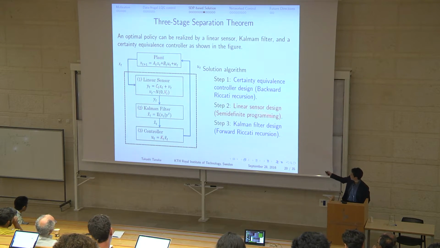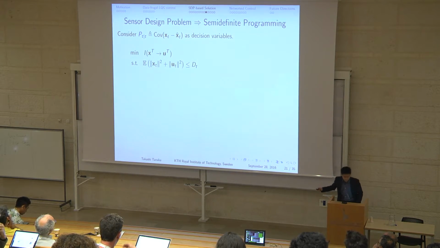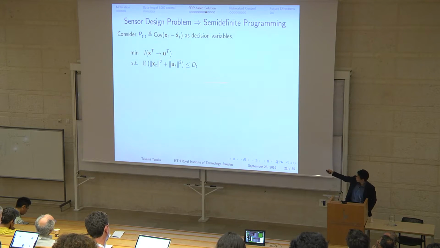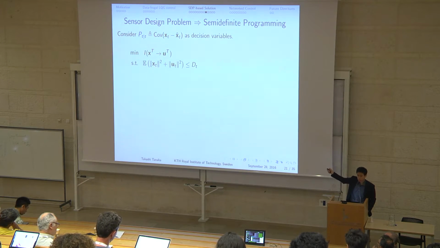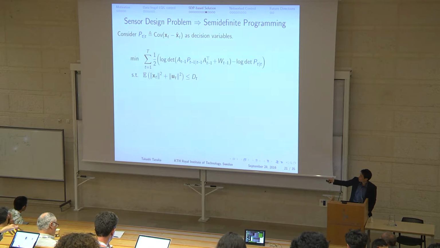So perhaps this is the most interesting part. Let me explain how this works. The idea is to rewrite this optimization problem as an optimization problem in terms of this covariance, the estimation covariance matrix. And as we saw, since everything is Gaussian, we can write this directed information as a function of P, like this.